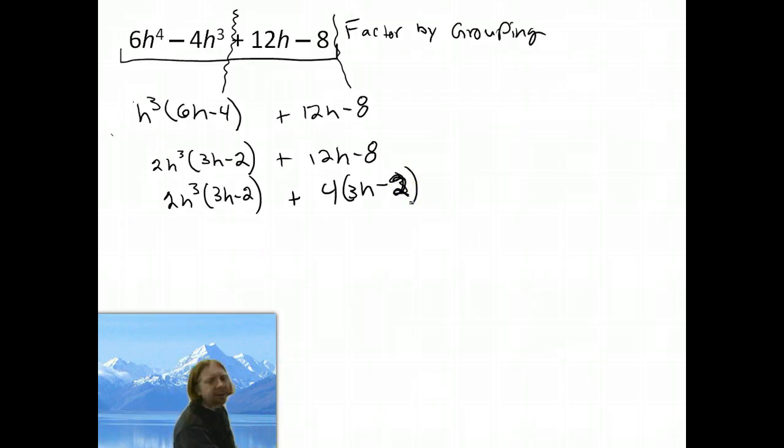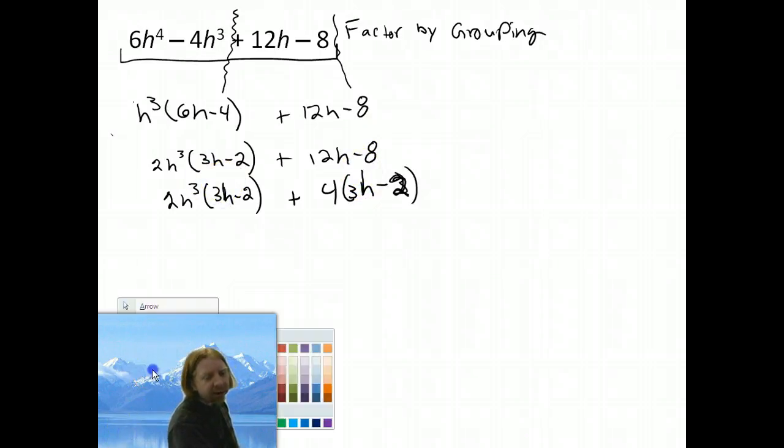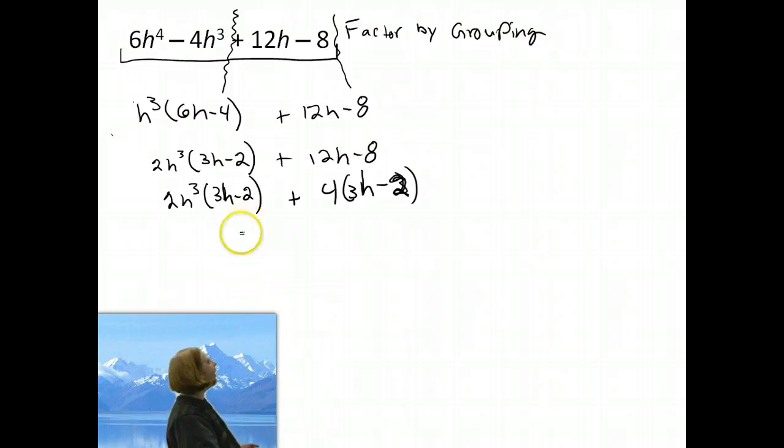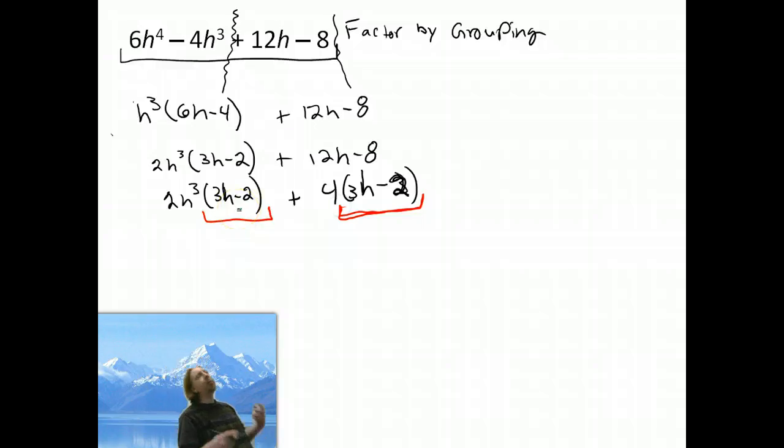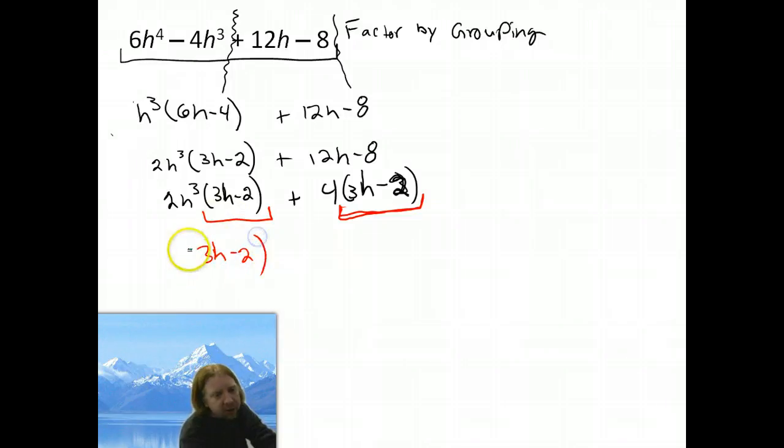So now when I look at this, have I created two common binomial factors that I can yank out? Yeah, in both of these cases, I've now got my 3h minus 2 and my 3h minus 2. This problem was kind of nice because it was set up to give me this right from the get-go. I didn't have to work too hard to get there. So let's go ahead and pull those guys out. So now I've got my 3h minus 2 is one factor.